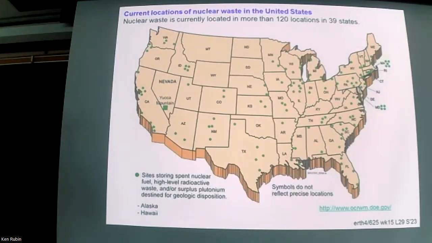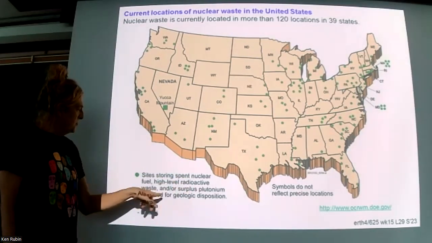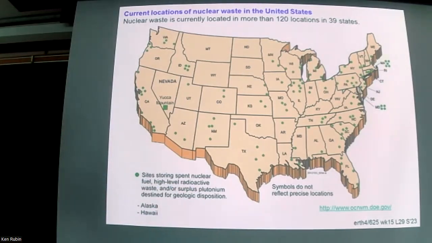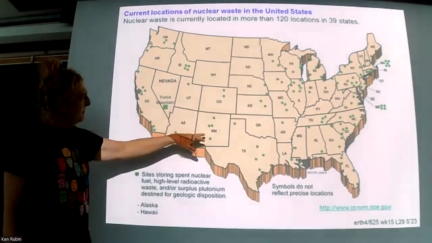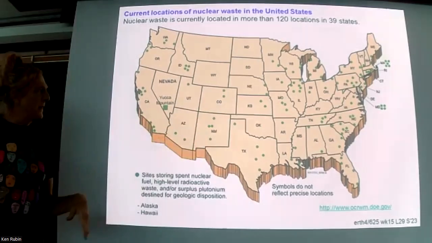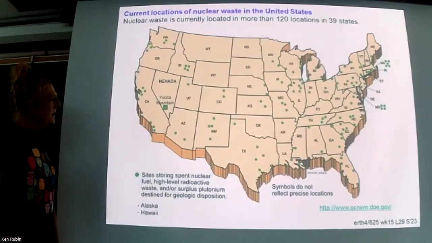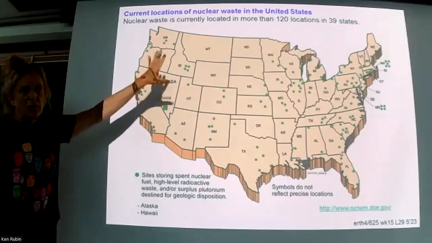So this is the location where waste is currently stored. It's actually more sites than on the last slide because there are some auxiliary sites. And sites storing spent nuclear fuel, high-level radioactive waste, and/or surplus plutonium destined for geological disposition. This is a place that they want to go. The Carlsbad, New Mexico plant is, I don't know which one of these dots, I don't know my New Mexico geography, but it's one of these dots. A very, very small amount of that stuff is going there because it's not really designed for high-level waste. So in the meantime, we've got high-level waste being stored all over the place.